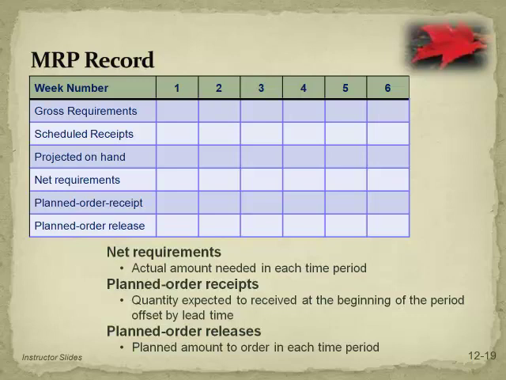Let's take, for example, a projected on-hand inventory of a certain item of -10 in time period 6. My net requirement is going to be 10. My planned order receipt will be 10 in time period 6. That's when I need them to come in, so that's going to cover my projected shortfall in that same time period. Let's say it takes one time period to acquire them, so the planned order release would be 10 in time period 5.